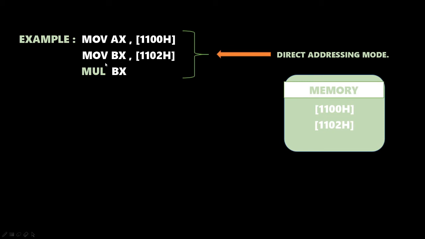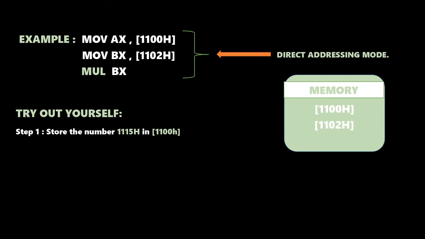Similarly for BX, we give move BX, [1102H]. So this location inside our memory will be accessed by this instruction, and the operand will be stored in our BX register. And then we give mul BX, that is, these two operands will get multiplied and the result will get stored in our AX register. This type of addressing mode is called direct addressing mode, since we are giving the address of our location inside the instruction.